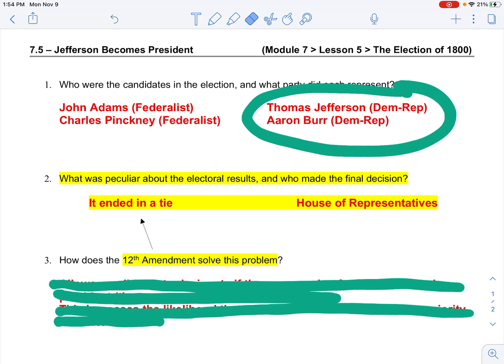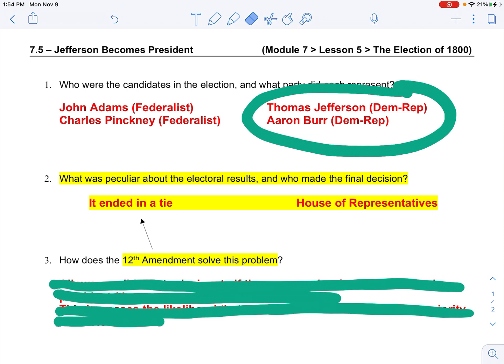So they do this over and over and over again. They vote. They actually voted 36 times. So 35 times in a row, they could not get a winner. That's how hotly contested this election was. It kind of reminds me of the election we just had in 2020, Trump versus Biden. The numbers were so close. Number three, how does the 12th Amendment solve this problem?